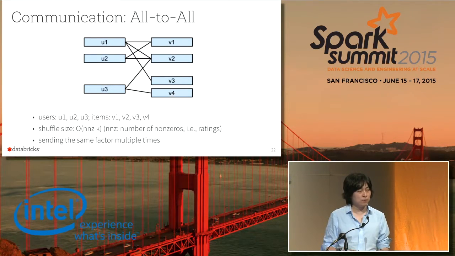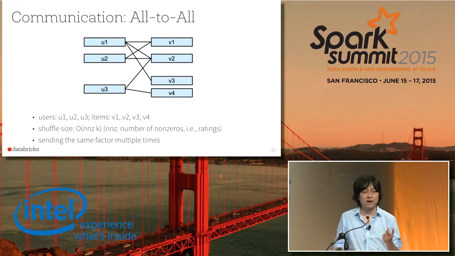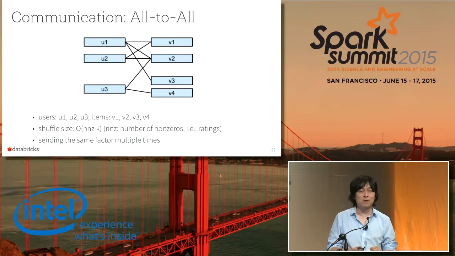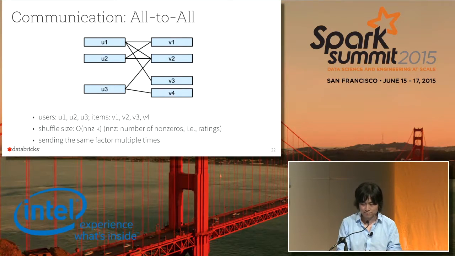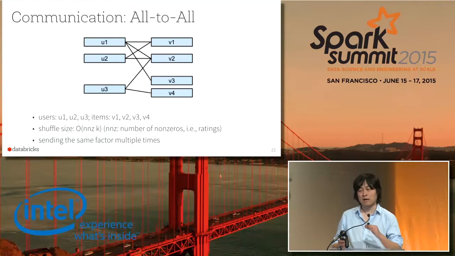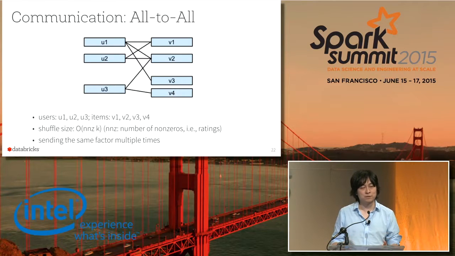The data you need to shuffle is the number of ratings you have times the vector size, that's K. That's the number of non-zeros times K. Usually, this is a lot. Think about 100 billion scale with rank K, and that's about 10 terabytes of data you need to shuffle through the network. It doesn't look very good. We need to think about why we need to send U1 to V1 and then send U1 to V2. What if V1 and V2 are on the same machine? Maybe we should only send them once to each machine.